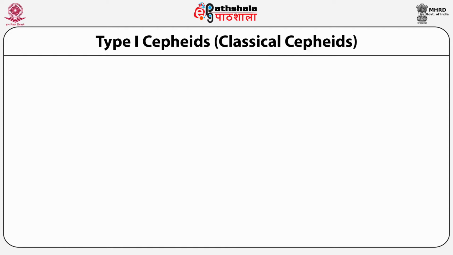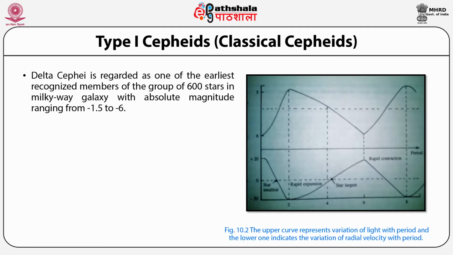So we call it the type first Cepheids and the type second Cepheids. This type first Cepheid, we talk about these classical Cepheids. Delta Cepheid is regarded as one of the earliest recognized members of the group of about 600 stars in the Milky Way galaxy with an absolute magnitude ranging from -1.5 to -6.